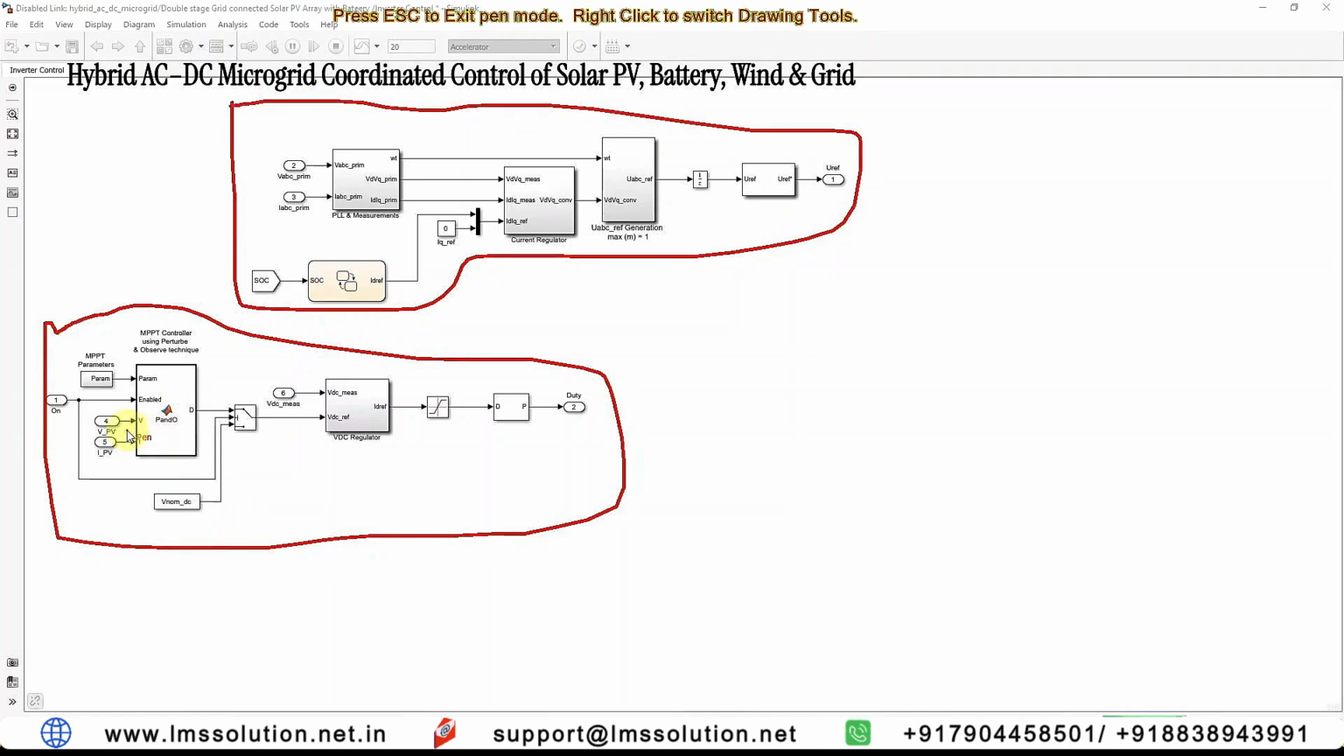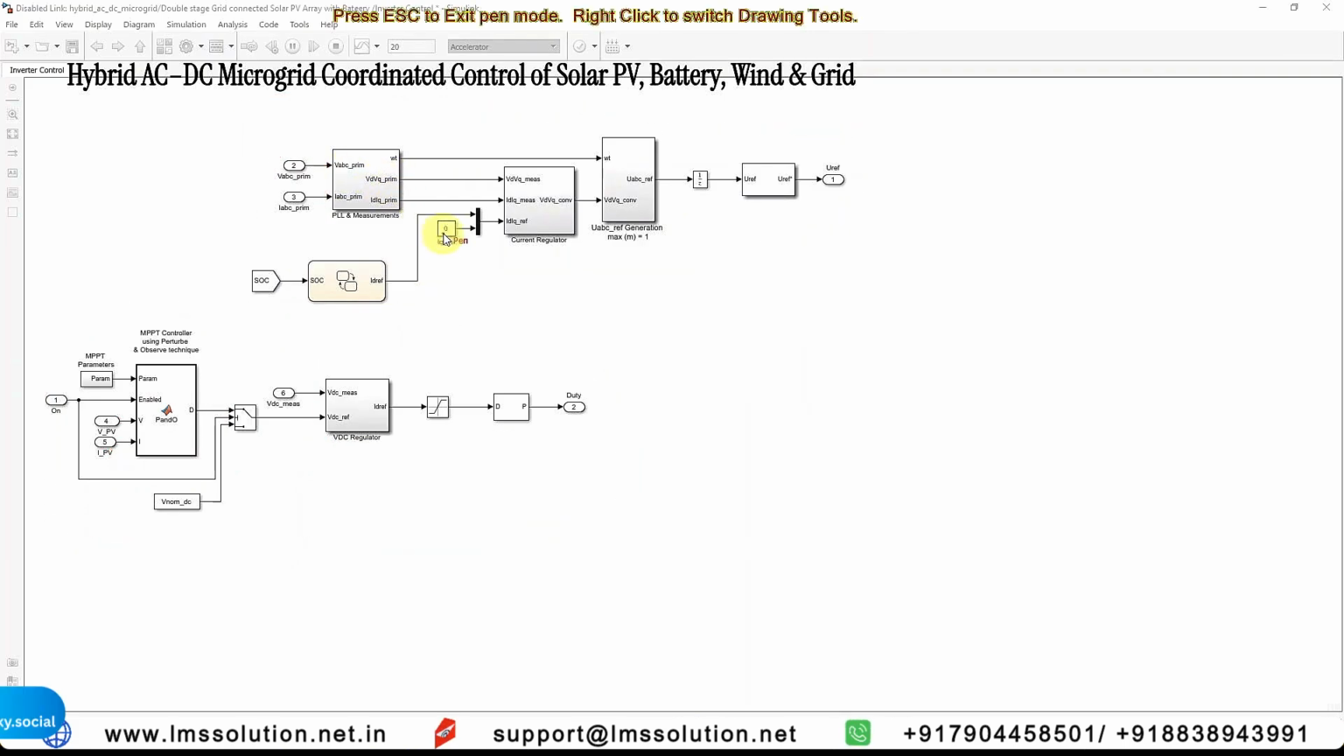P&O MPPT receives the PV voltage and PV current, and it generates a reference voltage. This reference voltage is compared with the output voltage of the boost converter and processed via a PI controller, and then processed via a pulse generator, which generates the pulse for the boost converter. Next we measure the inverter output voltage and current, which are converted into the DQ frame, ABC to DQ, and then we have to provide a reference current.